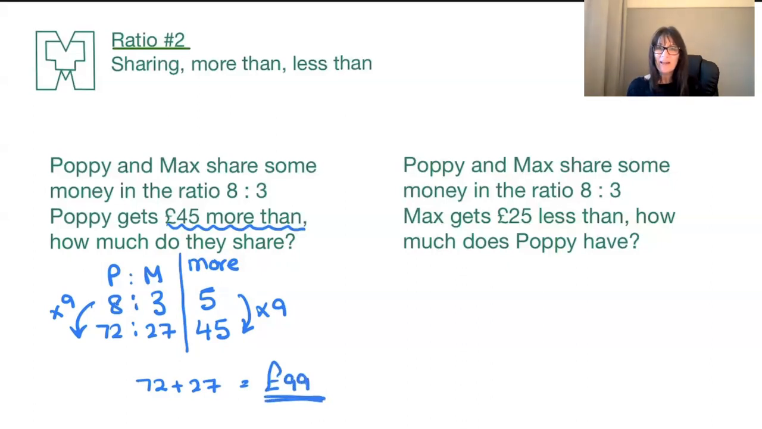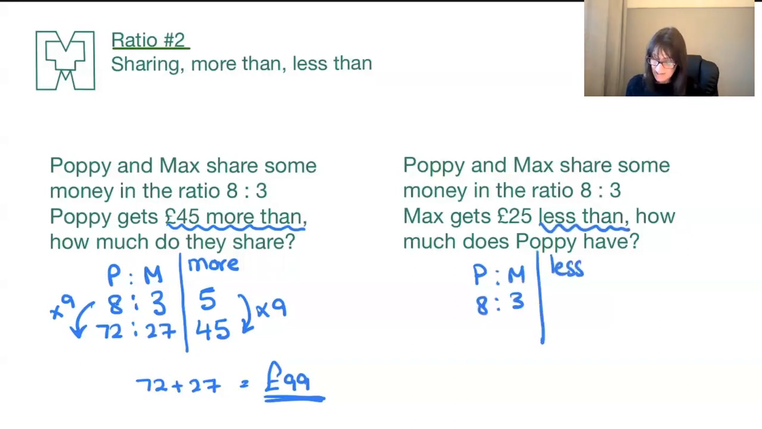Okay. So they can word it with a more than language, or they can word it with the less than language. It's exactly the same. Do not feel just because this language here is different, it's going to have some major impact on the process that we're doing. So we've got Poppy and Max, 8:3. Max gets 25 less. He doesn't get 25. He gets 25 less. So that tells me it's a less than column.